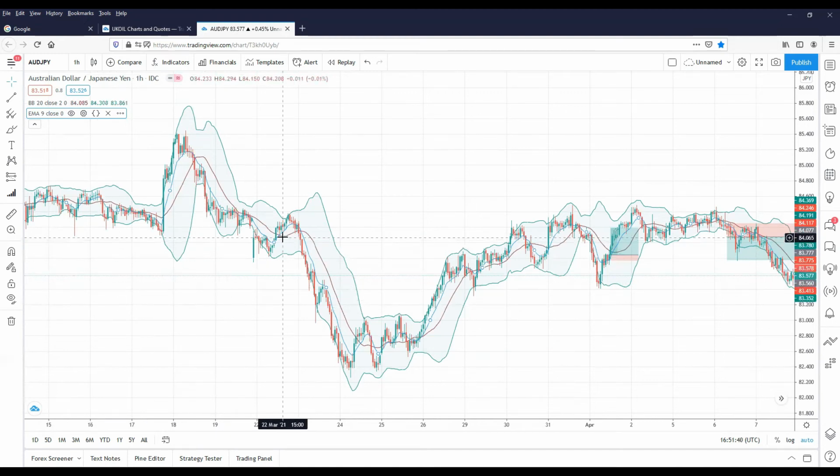My first criteria to buy is that the price of the asset must go outside the Bollinger Band. So the price of the asset went below the Bollinger Band. The second criteria to buy is that the price of the asset must go back inside the Bollinger Band. The third criteria is to buy at the point of the price crossover. So here a price crossover occurred. At this point here, this would be the point to buy. This would be the entry position.